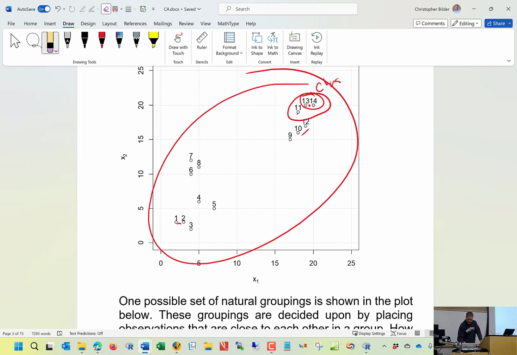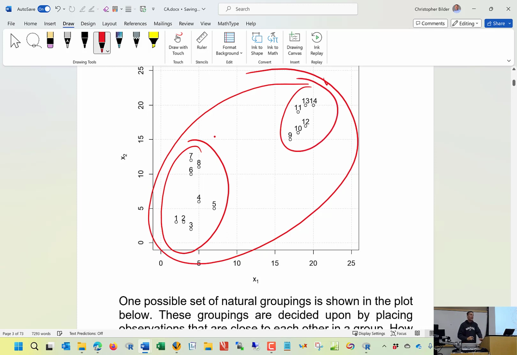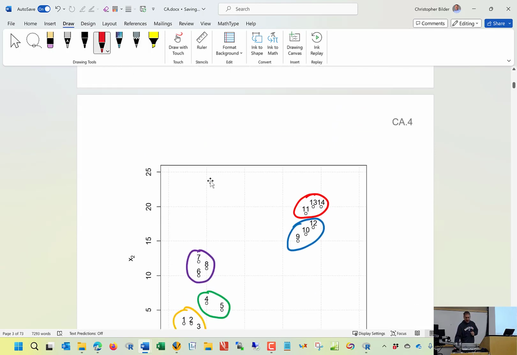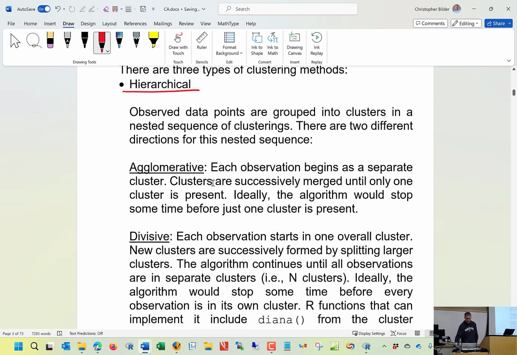Now, alternatively, another way to think about clustering is, how about you start off with everything in one cluster, and now you say, okay, where's the largest distance here? Let's split stuff off. And so maybe I split stuff off into that. So those are two different ways to do a hierarchical clustering method, and they have specific names.